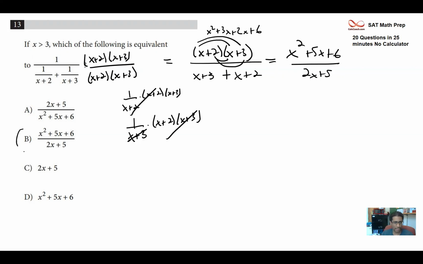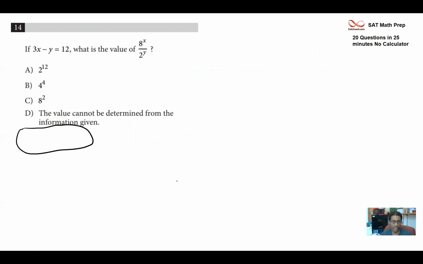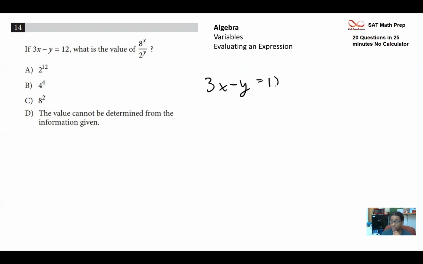And so we get answer B. Great. This is simplifying an expression. So we have 3x minus y is equal to 12. And they're asking us for the value of 8 to the x on top of 2 to the y. So what do we know about this expression here?